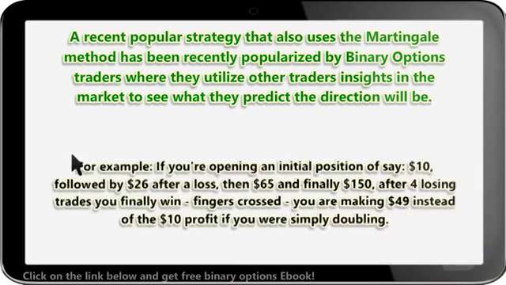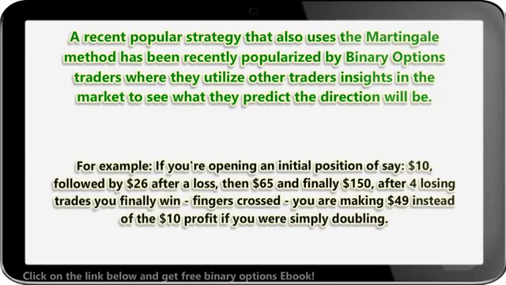For example, if you're opening an initial position of say $10, followed by $26 after a loss, then $65 and finally $150. After 4 losing trades you finally win. Fingers crossed, you are making $49 instead of the $10 profit if you were simply doubling.